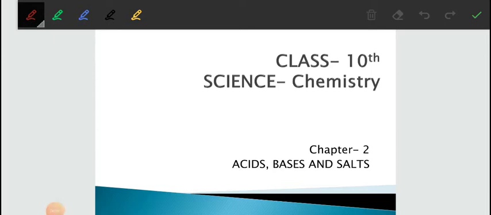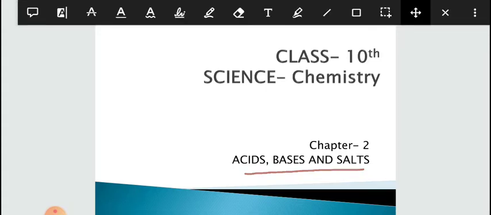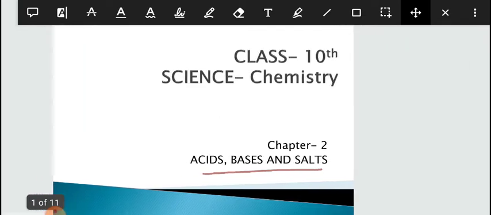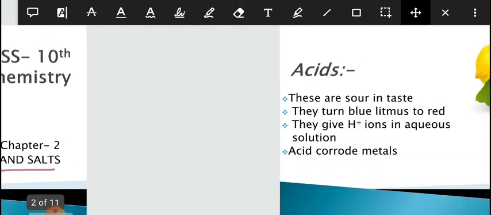Today I am going to discuss chapter number 2 from your class 10th, that is acids, bases and salts. In this module we are going to learn how to distinguish between acids and bases. To get started we have to read about the basic properties of an acid and a base. So let's start with the basic properties of an acid.